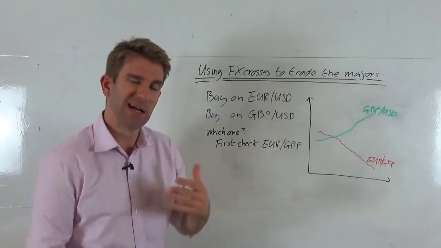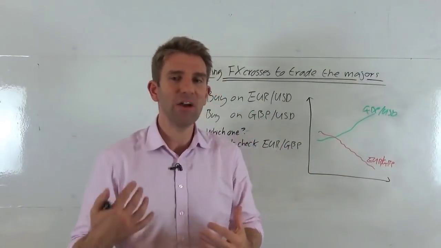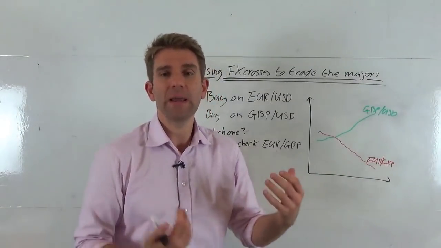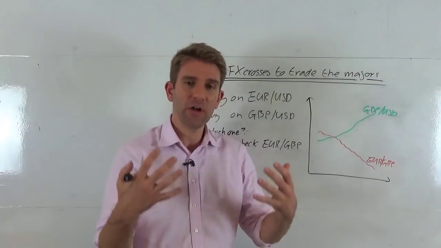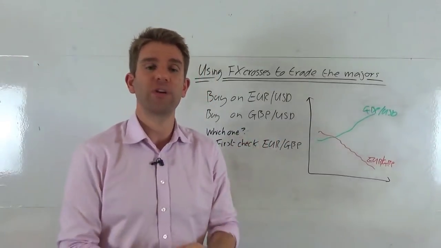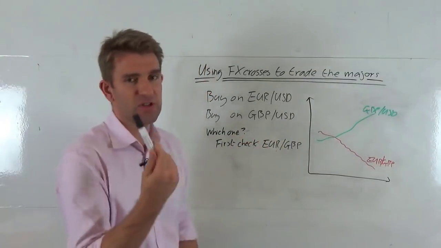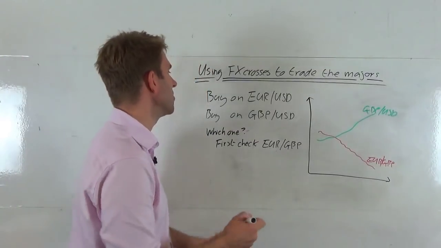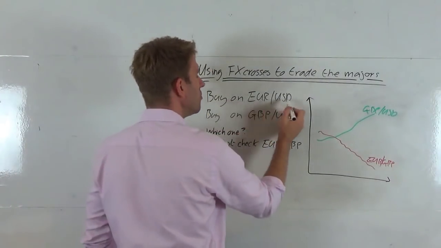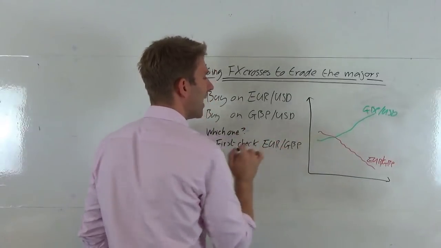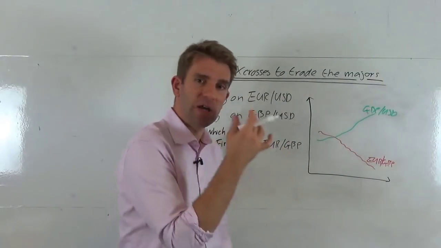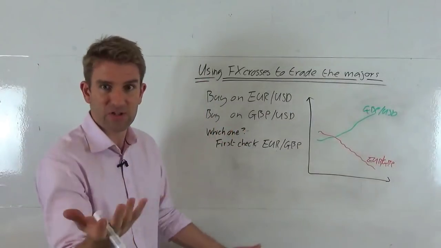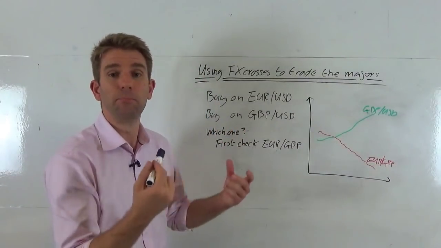So this is adding an extra layer of decision making, perhaps a filter, into your trading process when you have a bit of a dilemma or a quandary. Let's say you're trading the currency pairs and you get a buy signal on both Euro US dollar and pound US dollar. These are the majors: Euro against the US dollar, pound against the US dollar. What do you do?